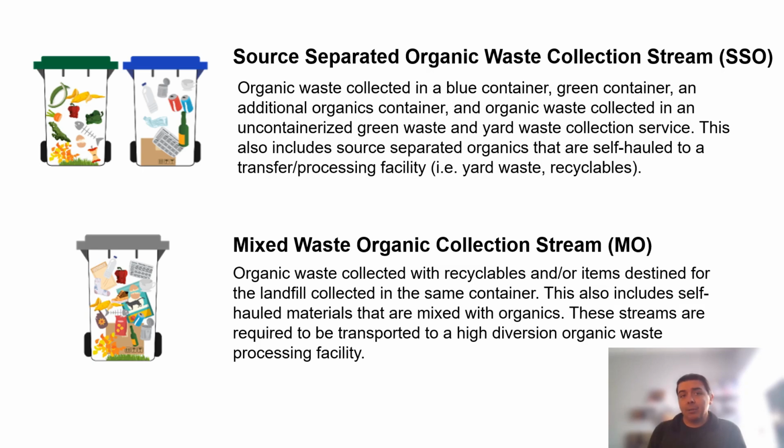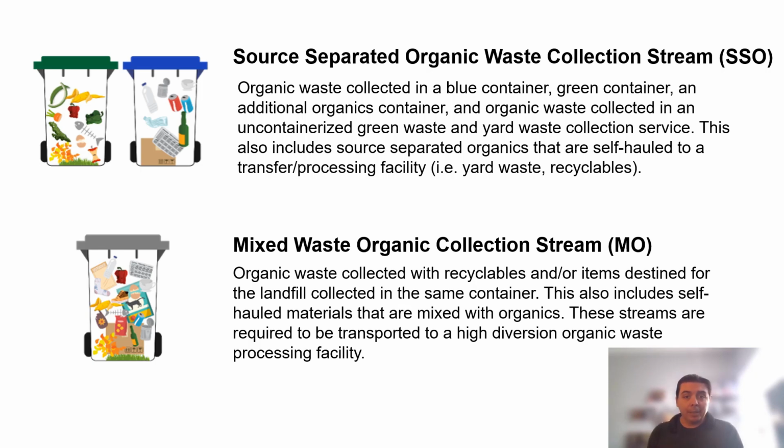And so your SSO stream is going to be any organics collected in a blue, green, or other kind of organics container. So a brown container, for example, that may contain things like food waste. You may also see uncontainerized waste. So that could be from things like uncontainerized yard or green waste collection services. And that would also include any self-hauled material as well. So residents bringing in things like yard waste or mixed recyclables, all of that would fall under an SSO stream.